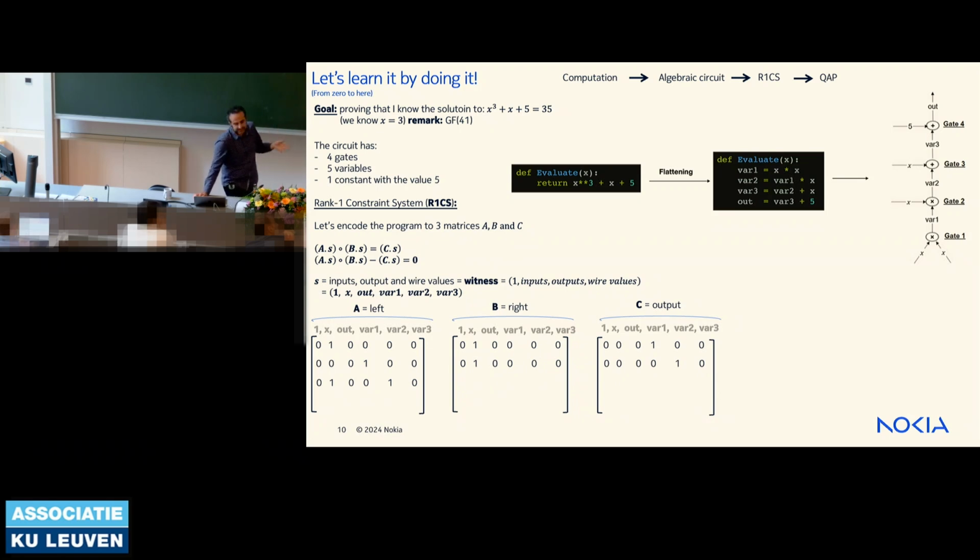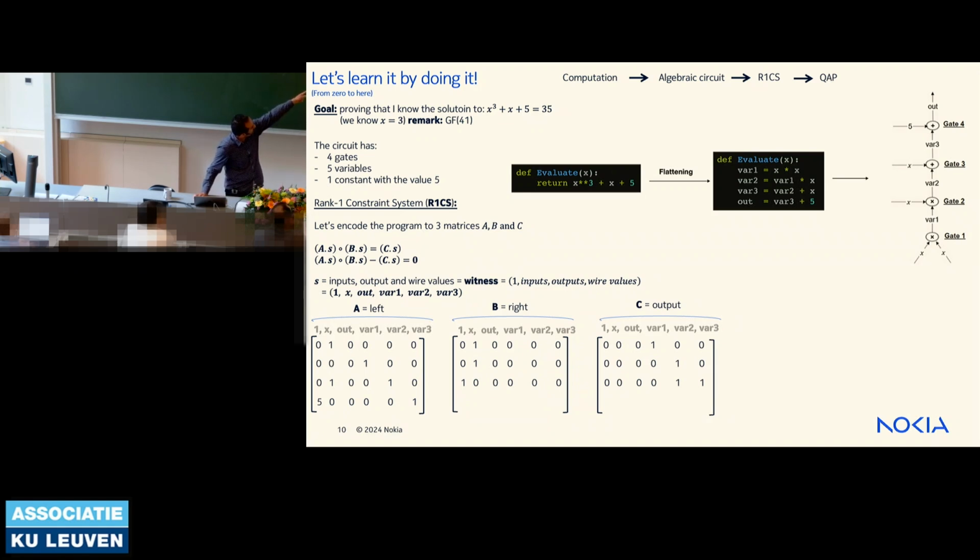The third gate is special because it's addition. R1CS has a special treatment for addition, so you can have many of them in one row, for example. Here we have x, which is the input, and var2, and then this is treated like a constant. The output is var3. I think that's a typo, there's an extra 1 there, but it doesn't matter.